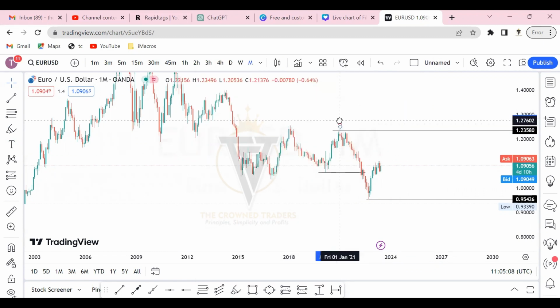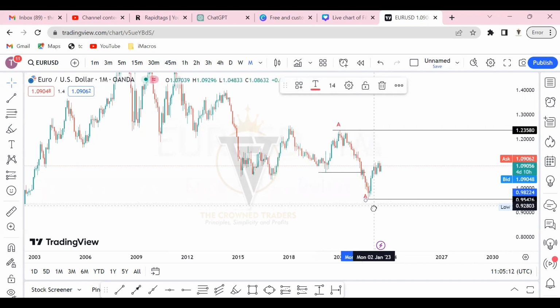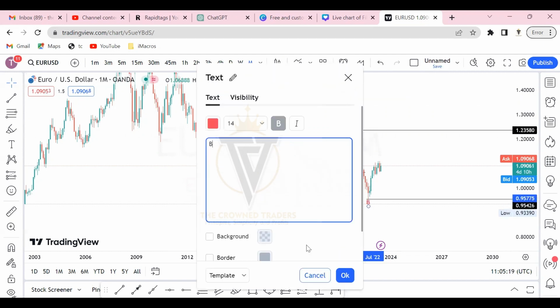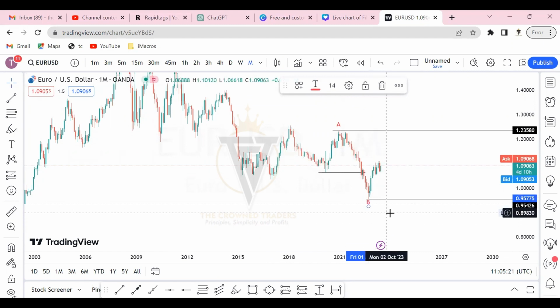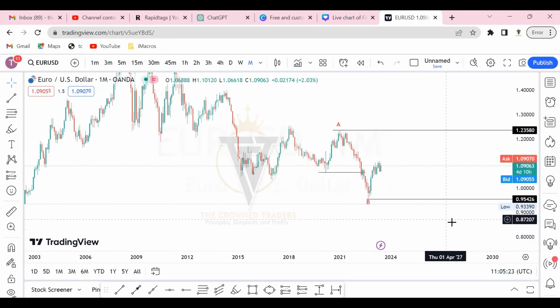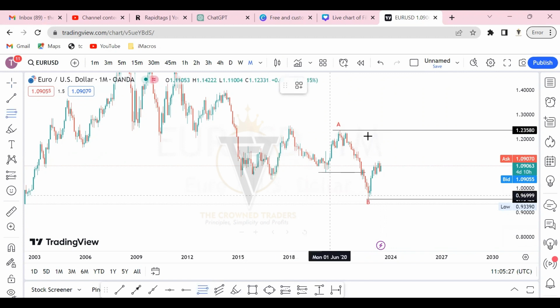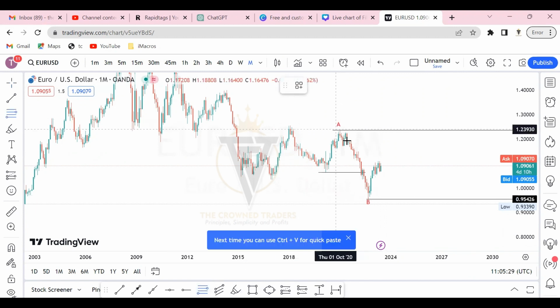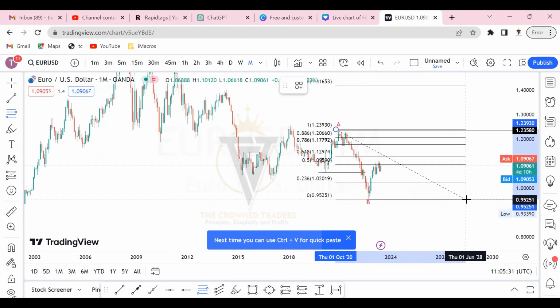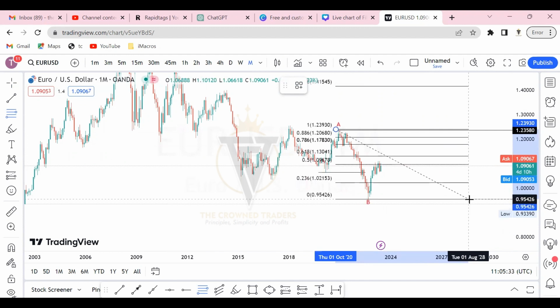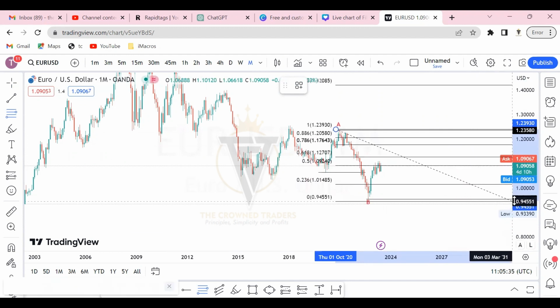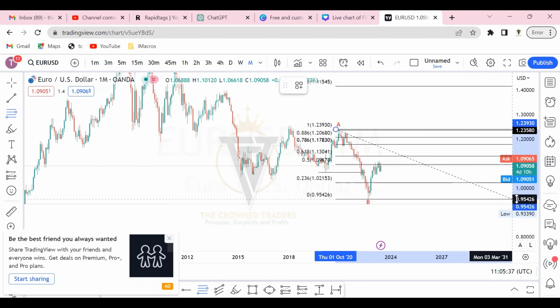So here we have point A, and point B will be down here. Point C is our unknown level. We can decide to use our Fibonacci at this point since we clearly know what we are looking for. So we'll drag our Fibonacci from point A to point B. Remember, this is a monthly level.